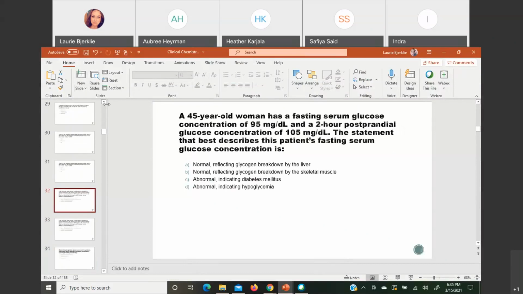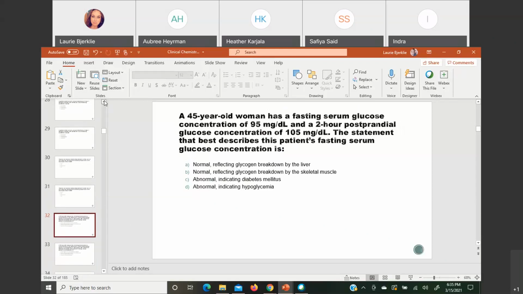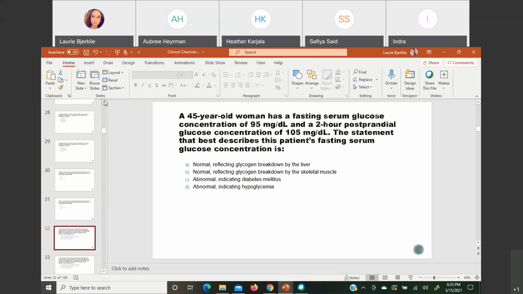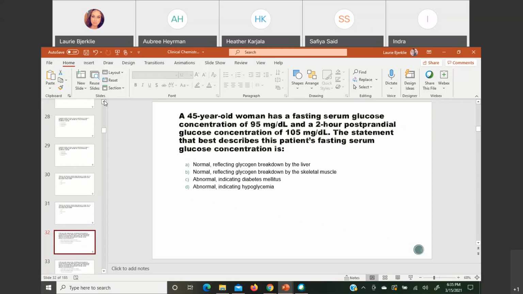Okay, a 45-year-old woman has a fasting glucose of 95 and a 2-hour postprandial glucose concentration of 105. The statement that best describes this patient's fasting serum glucose is what? She has a serum fasting glucose of 95 and a 2-hour postprandial of 105.